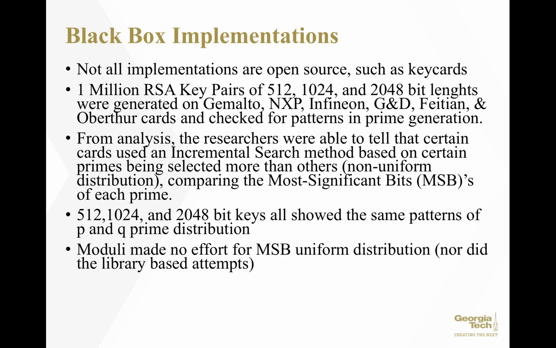However, the study also looked at black box implementations of RSA key and prime generation. Since they couldn't examine the source code, they generated 1 million RSA key pairs of 3 different bit lengths on a variety of widely used vendors, NXP, Gemalto, Infineon, and so on. Using the same sort of statistical analysis methods as before on the open source ones, and even looking at a few patents in the case, I believe, of G&D, they looked for variations in the most significant bits of each prime. By doing this, they were able to identify ways that these primes were generated based solely on patterns in these primes and the keys that they provided.